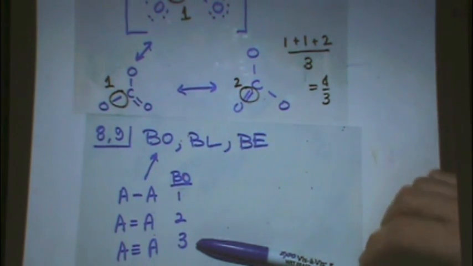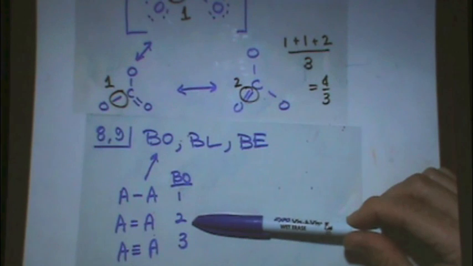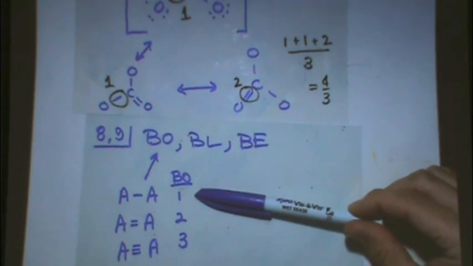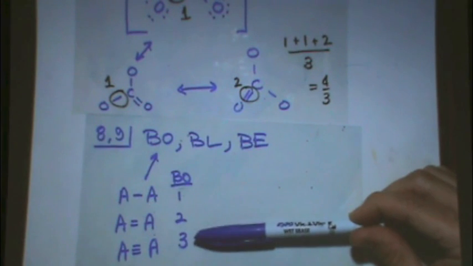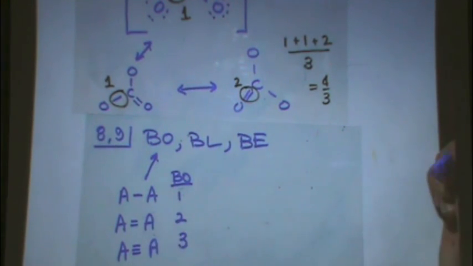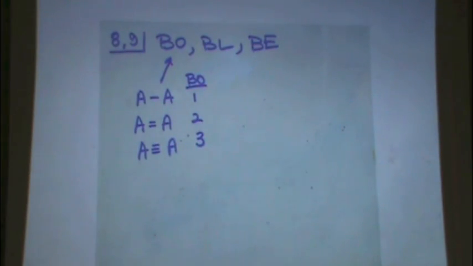Just one thing to know, and you'll see this in the next chapter, a double bond is not twice as strong as a single bond. And a triple bond is not 3 times as strong. The reason is, these bonds are not all identical. And you'll see why in the next chapter. So, one last thing to do with this section though.